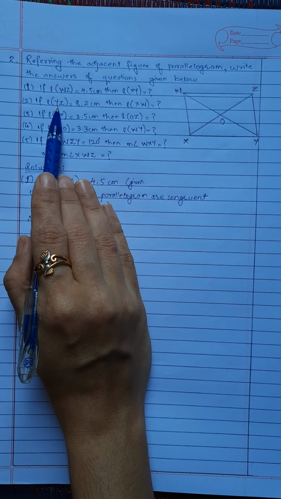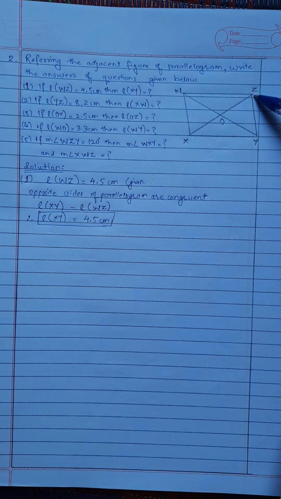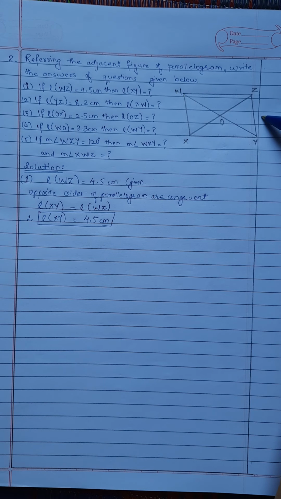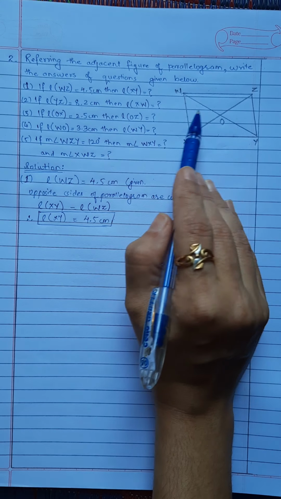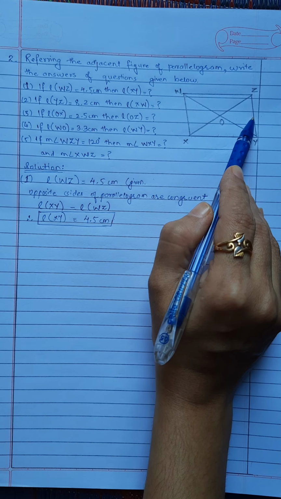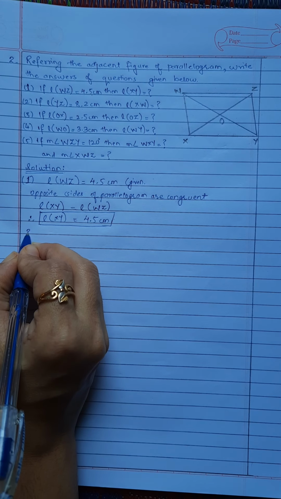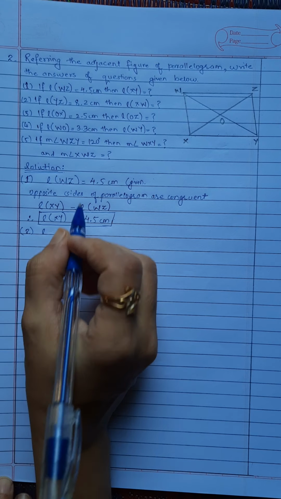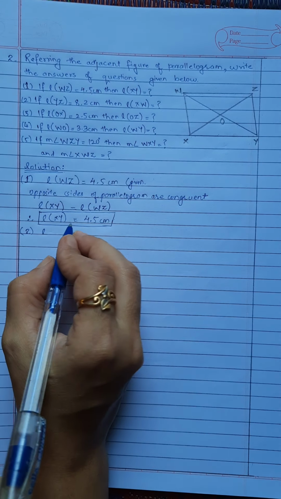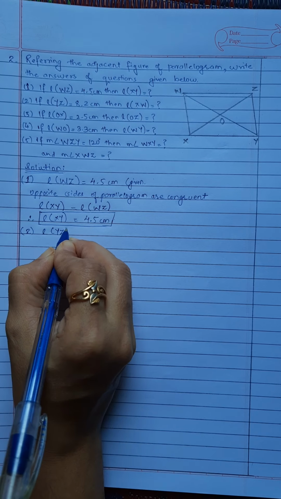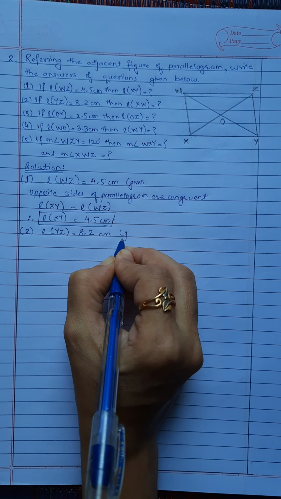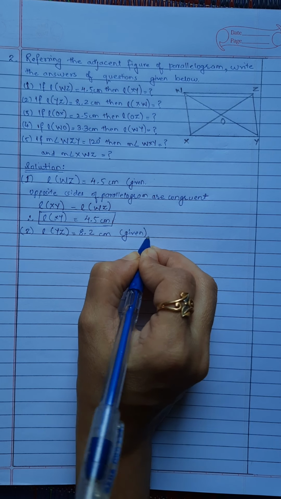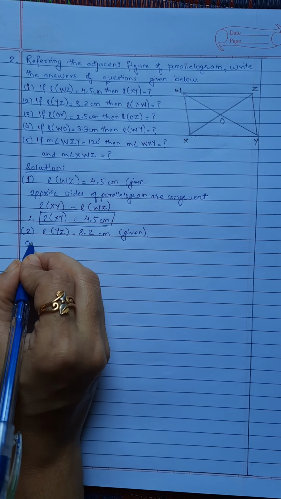Second is the length of YZ is 8.2. YZ is this. YZ is 8.2. Then find the length of XW. Again, these both are the opposite sides of the parallelogram. So the same way to solve this second question. Length of YZ is 8.2 centimeters, given. So the length of YZ is equal to 8.2 centimeters. This is the given part. Now write the same property.